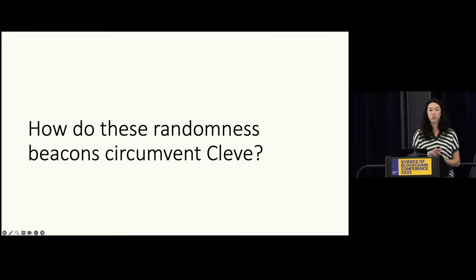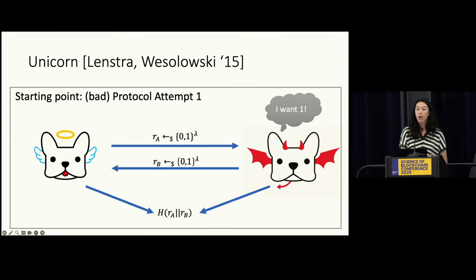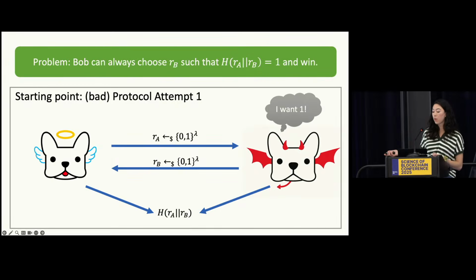So to show why delay functions are useful, I'll show one of these protocols called Unicorn. And Unicorn can be thought of as improving upon the first bad protocol that we saw. So before, we had Alice and Bob each contribute random values, and the output of the protocol was simply a hash function applied to their concatenation. But remember that the problem here was that Bob could pre-compute what the output would be given any choice of his contribution and choose his contribution accordingly. So because Bob could compute this function that determines the output, he could bias the protocol.